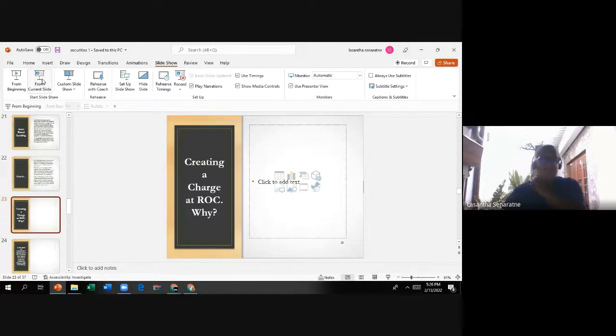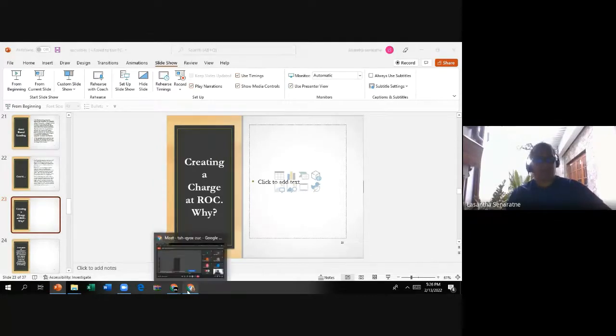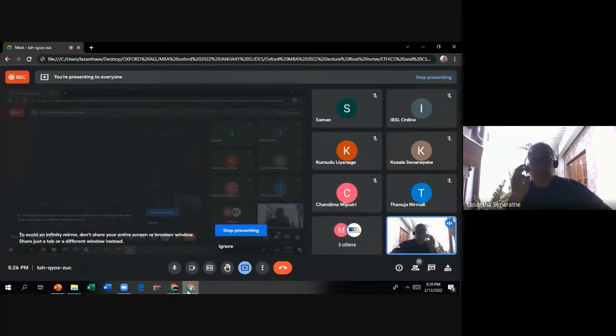Now, creating a charge at ROC. What do you mean by a charge? How do you create a charge, and why? What is a charge? Why do we want to create a charge, and what is the mechanism? Anyone?